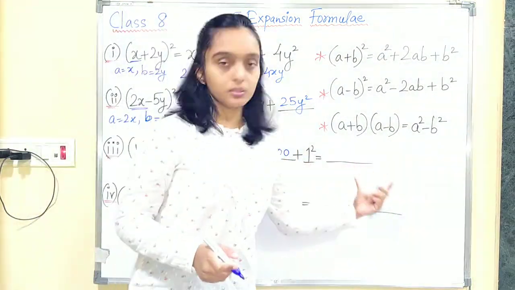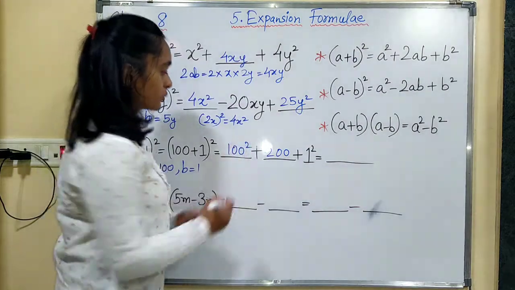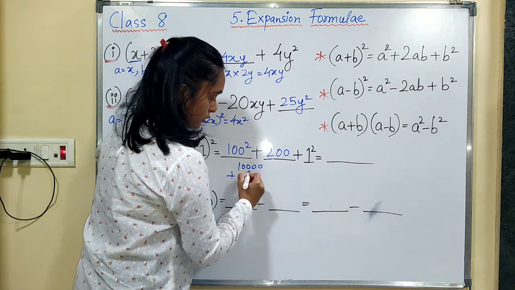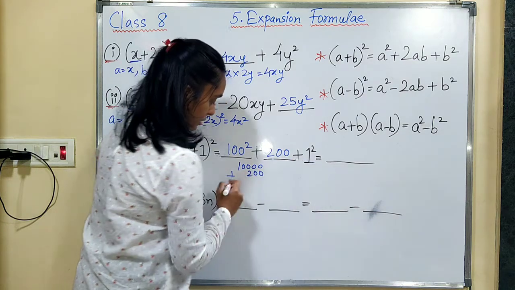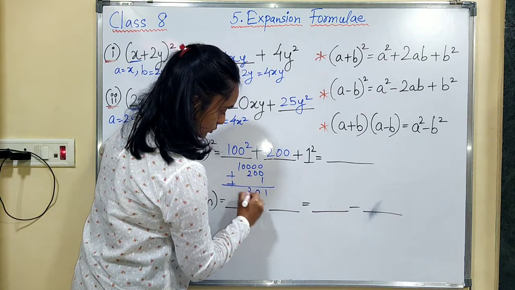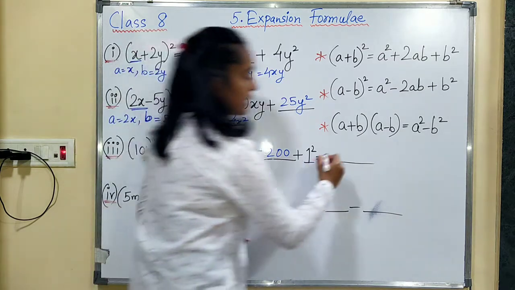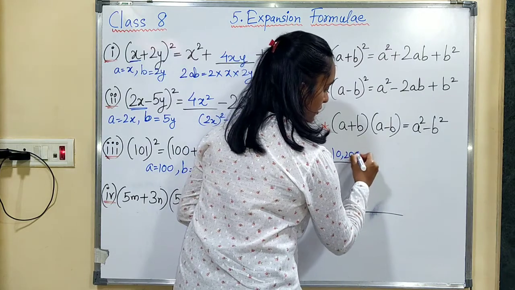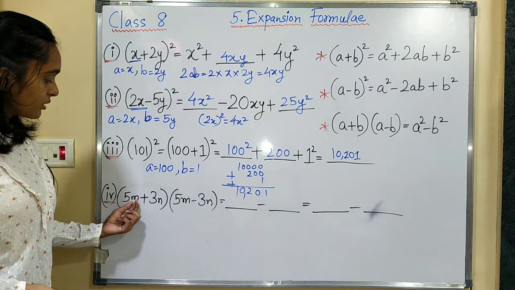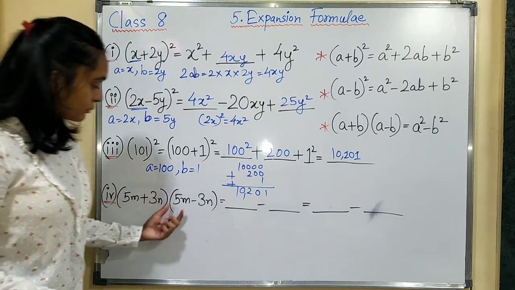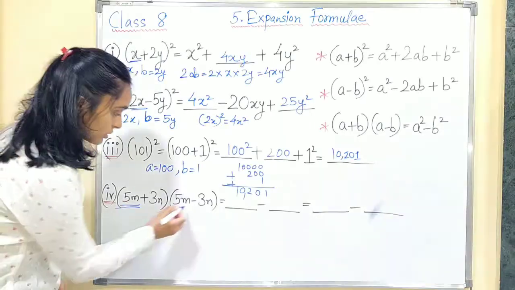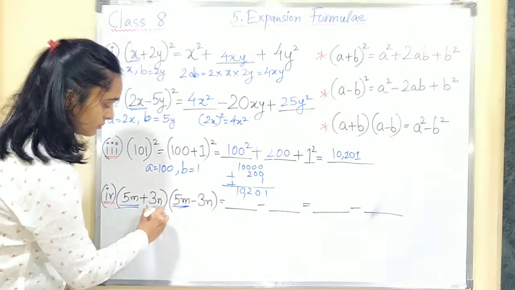So now adding these terms. 100 square is 10,000, plus 200, and plus 1 square is 1. So you get 10,201 as your answer. Now the last one, (5m plus 3n) multiplied by (5m minus 3n). So here clearly the terms are the same.